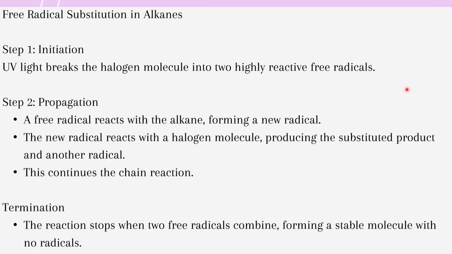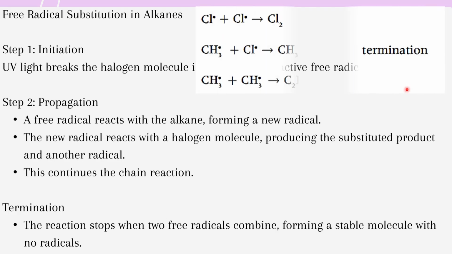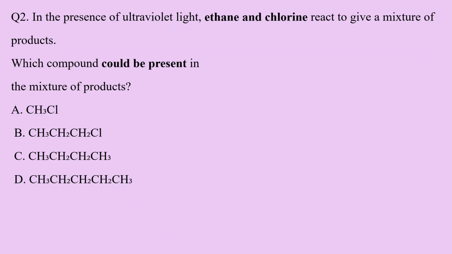Now once all the reactant is exhausted, it's time for the termination step, where the free radicals present in the system combine with each other to form a neutral species, which is more stable than their previous state. So this is how the free radical mechanism happens in case of alkanes, and this is how they undergo substitution reaction. Now let us solve question 2.